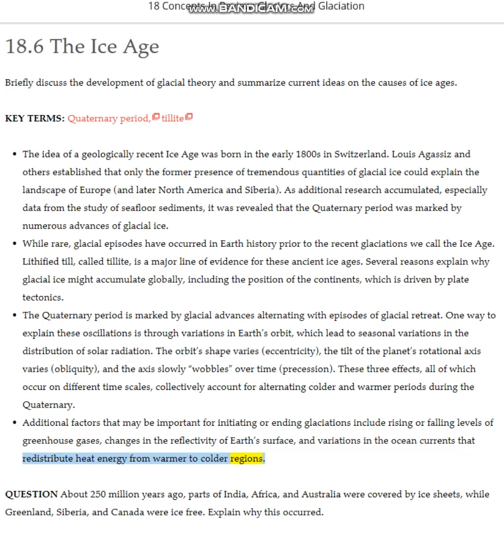Question: About 250 million years ago, parts of India, Africa, and Australia were covered by ice sheets, while Greenland, Siberia, and Canada were ice-free. Explain why this occurred.